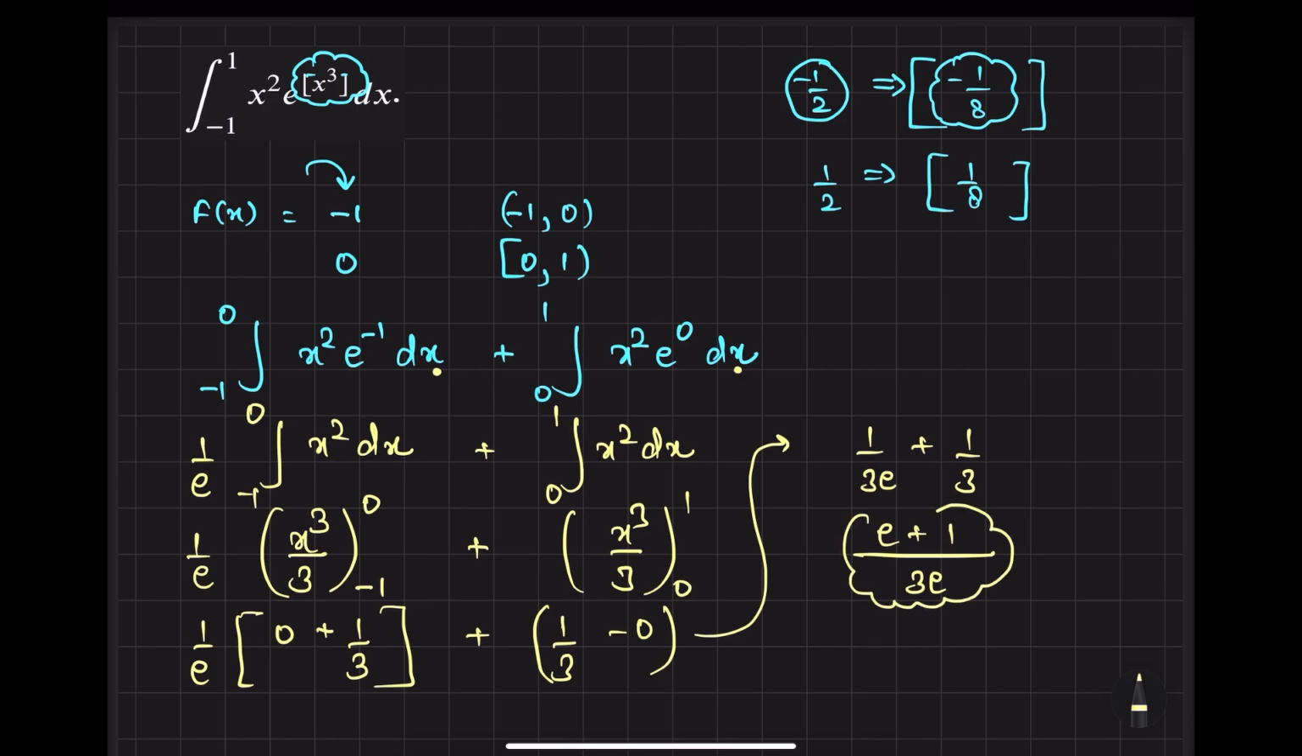Therefore the integration from -1 to 1 of x square into e power box x cube is (e plus 1) by 3e. I hope the idea is clear and you guys can handle similar situations.